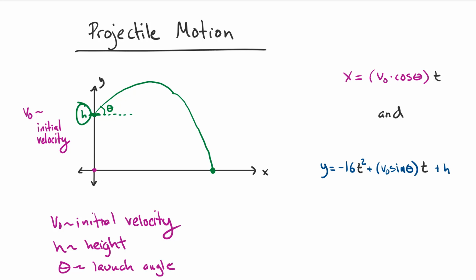We're basically just going to need to start plugging things in. A lot of the games end up being, hey, V naught's equal to this, theta's equal to, say, 30, and your height's equal to 0. Go graph it. But you're going to have to start by plugging all these values in and solving.